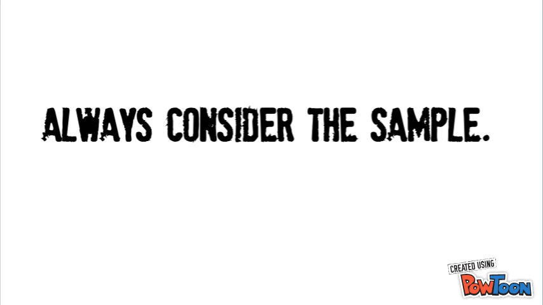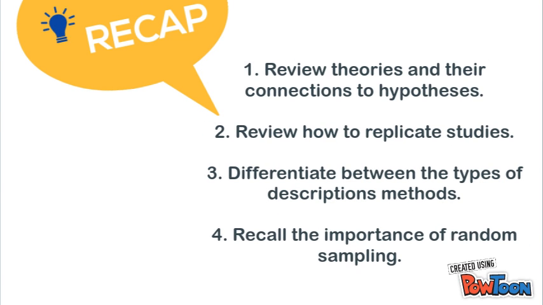So there's a lot to take away from this module because this is basic information that you will need to know when you conduct your own research. So the first is to review what a theory is and how it connects to a hypothesis. The second is learning how to duplicate a study. The third is learning the differences between the different description methods. And the fourth would be the importance of random sampling.